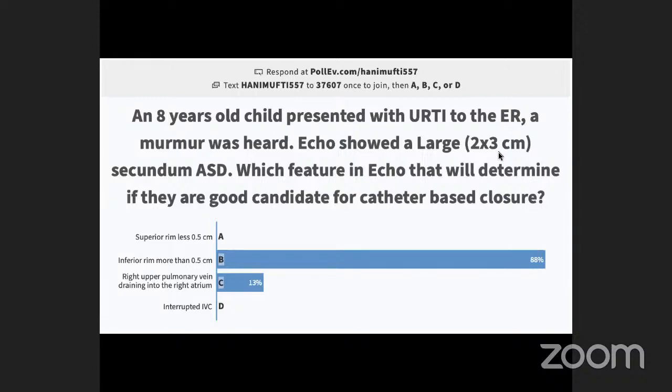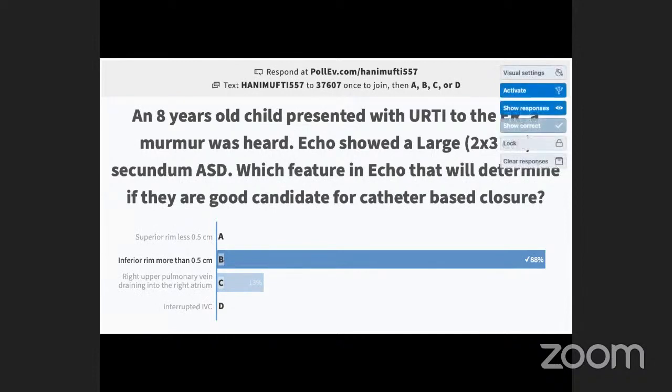I think everyone has answered already. So, superior rim less than 0.5 centimeter, inferior rim more than 0.5 centimeter, right upper pulmonary vein draining into the right atrium, interrupted IVC. So the correct answer is B.